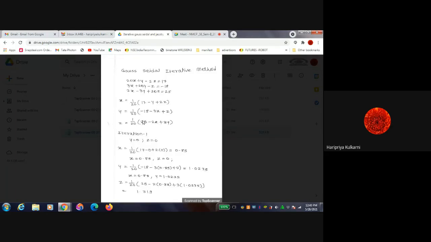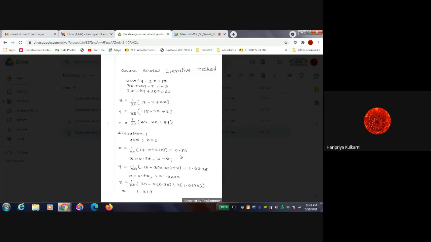Now we will apply various iterations. Initially we have to assume the values of y and z as 0 while finding out x. So iteration number 1: x is equal to, I have written the equation as it is. Now we'll put y equal to 0 and z equal to 0, because presently in iteration 1 we don't have any value. This is as per the algorithm given by Gauss-Seidel. So it will be 17 upon 20, which is 0.85.